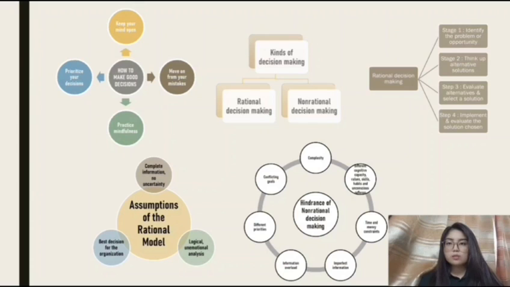There are 7 hindrances when making a decision. There are complexity, time and money constraints, different cognitive capacity, values, skills, habits, and unconscious reflexes. Imperfect information overload, different priorities, and conflicting goals.